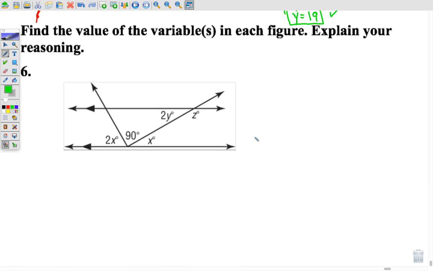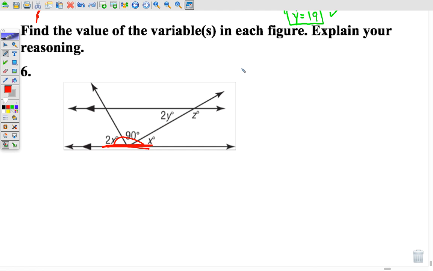Alright, last one. Find the value of the variable or variables in each figure. Explain your reasoning. So this one we have three variables we have to find, x, y, and z. So the first thing that I'm going to do is I notice that I have all three of these lying on a line. Now remember, if you have more than two, you cannot say this is a linear pair. It's not a linear pair. Linear pair, pair means two. You have three angles here that all lie on the same line.